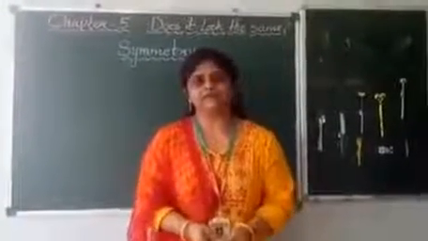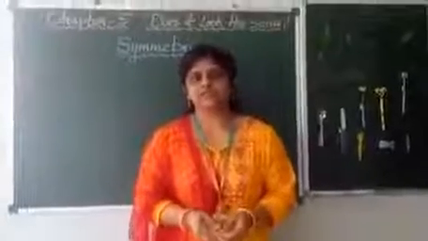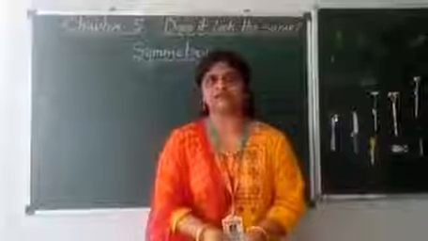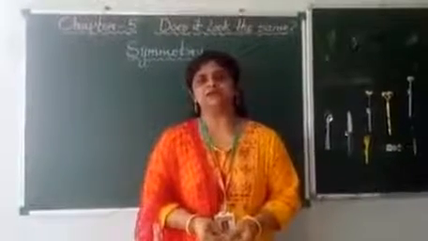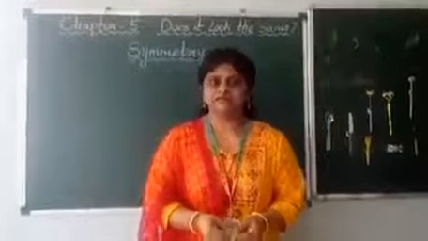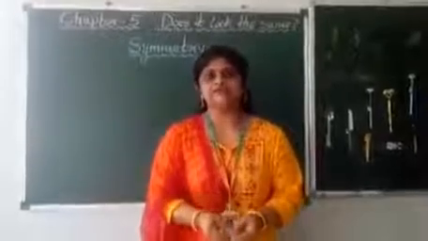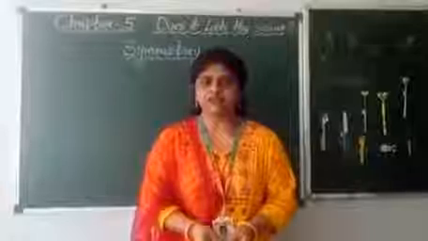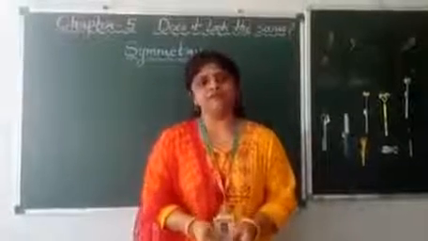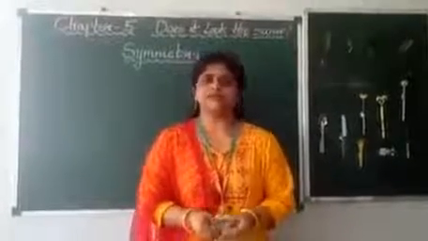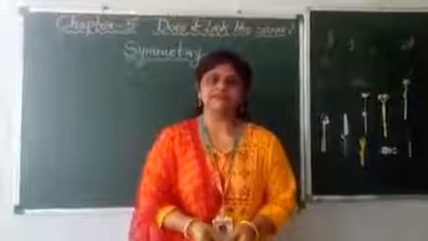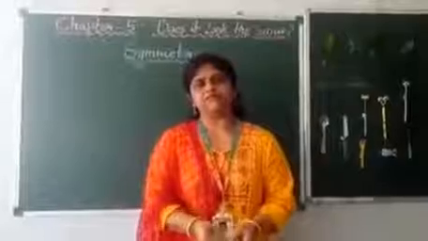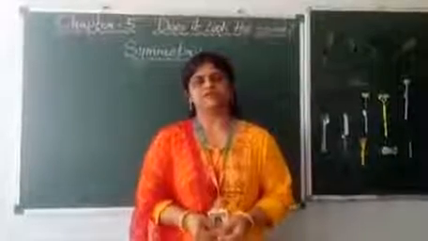Now what is symmetry? An object that can be divided into two identical parts is a symmetrical object. So you can say that if an object has symmetry, it is called a symmetrical object, and if an object doesn't have symmetry, it is called an asymmetrical object. Now let us see a few examples of symmetrical and asymmetrical figures or objects.